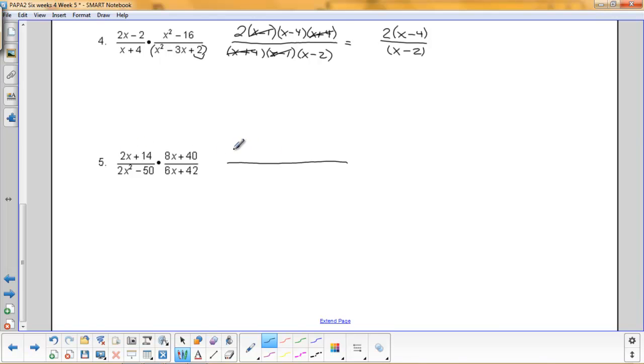The GCF here is 2. X plus 7 is left inside. The GCF here is 8. X plus 5 is left inside. The GCF here is 2. What's left inside is x squared minus 25, which is the difference of squares. And then what's left here is 6 times x plus 7.